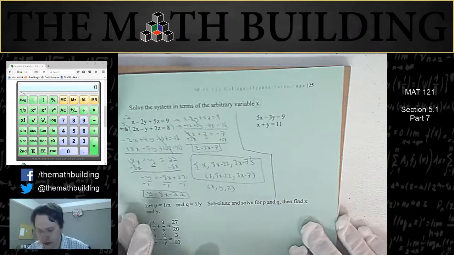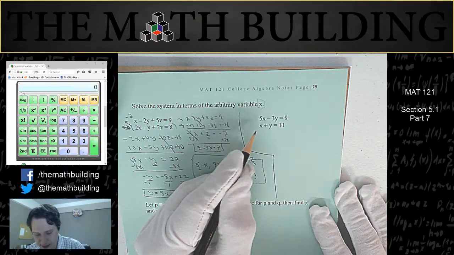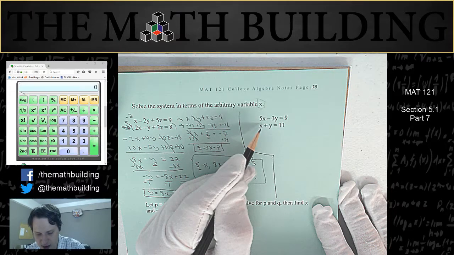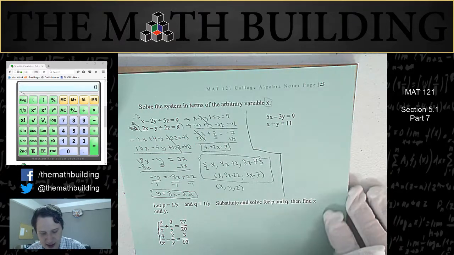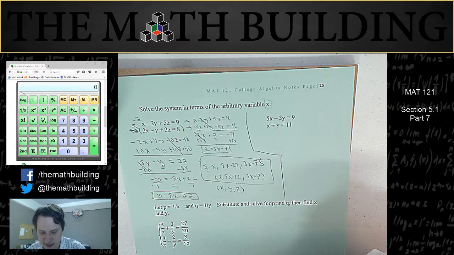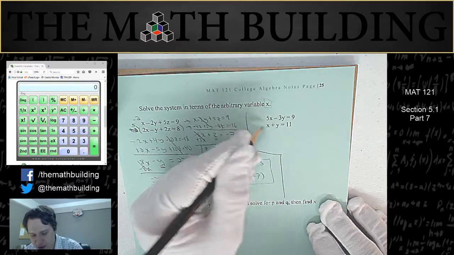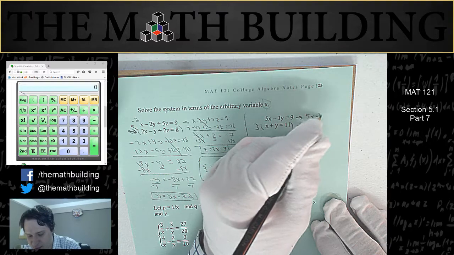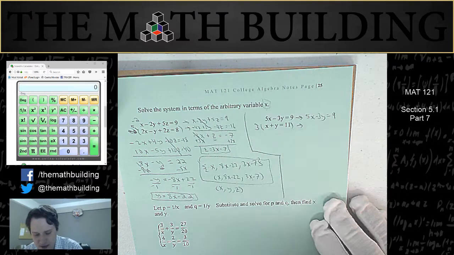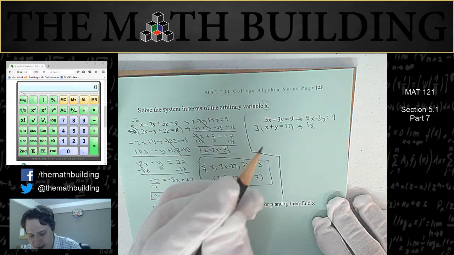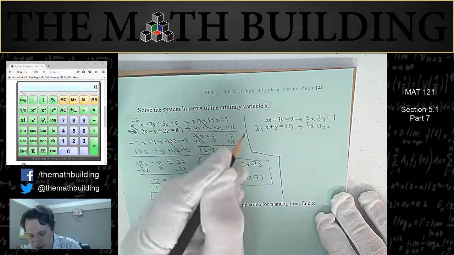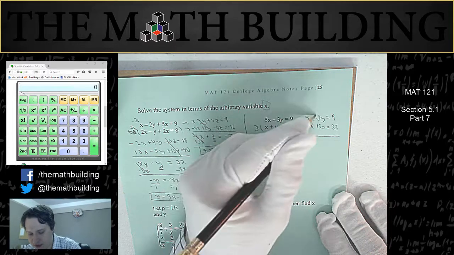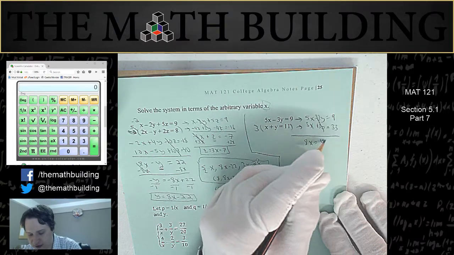Let's do that for just two variables now. So that's two variables. Again, what we want to do is eliminate. Let's try eliminating the y's and see what we get. If I multiply the bottom equation by 3, I get 3x plus 3y equals 33. The top equation, 5x minus 3y equals 9, we don't change. So the y's cancel. We get 8x equals 42.